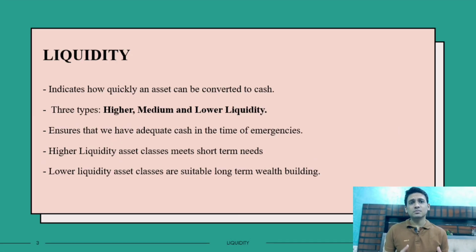Now third is liquidity. So liquidity basically means how quickly an asset can be converted into cash without affecting its price. Now it is categorized into 3 types, which is higher liquidity, medium liquidity and lower liquidity.